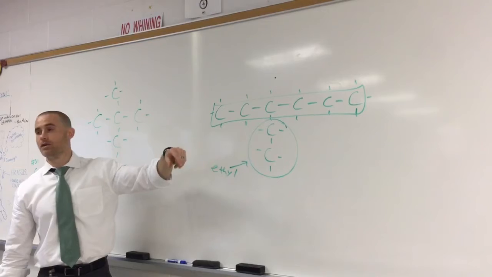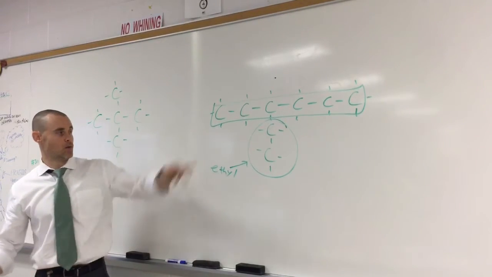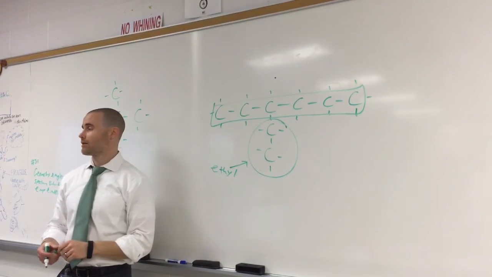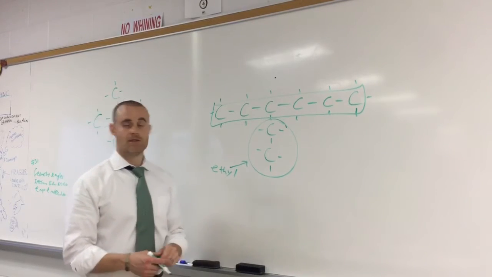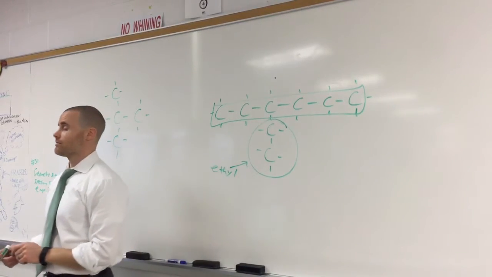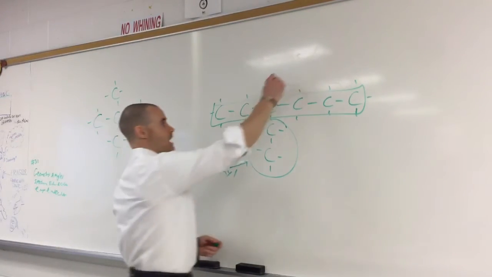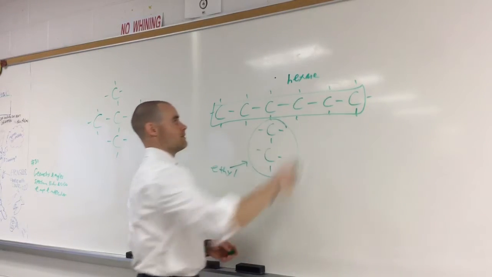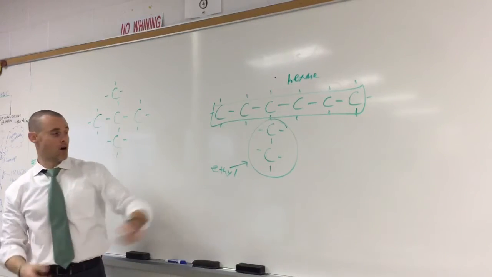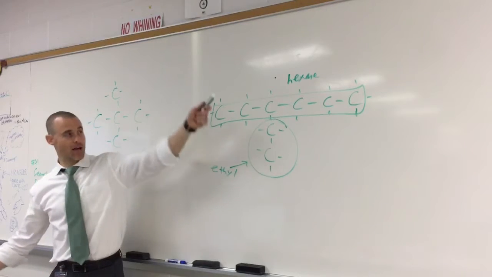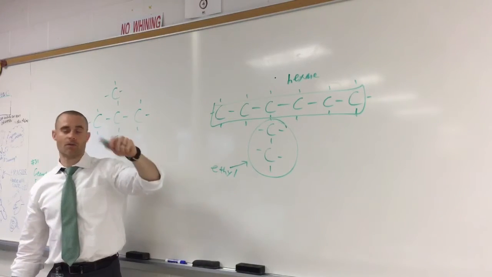All right, so now what do we do? We name inside the box. So what's the name of the structure in the box? 6 carbons, all single bonds. Hexane. So in the box, it's hexane. So now we know the name. It's ethyl hexane, but we have to number the carbons.